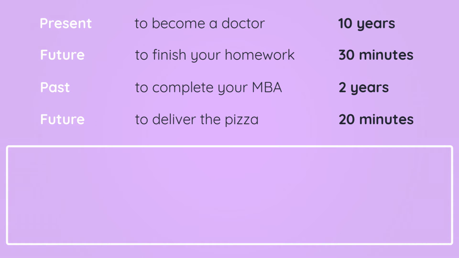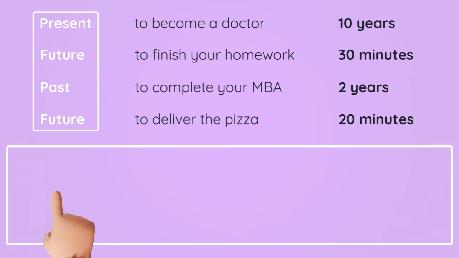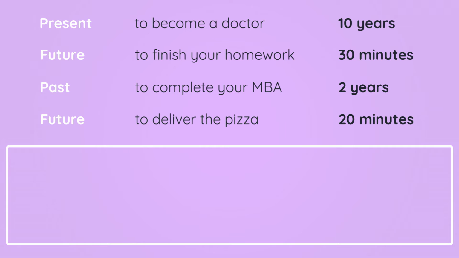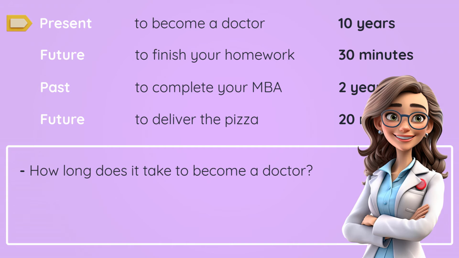So let's begin. Remember, according to whatever it says here, present or past or future, you're going to ask questions like, how long does it take? How long did it take? Or how long will it take? And the appropriate answer, okay? First one, present. How long does it take to become a doctor? The answer is, it takes 10 years. At least 10 years, probably much more.